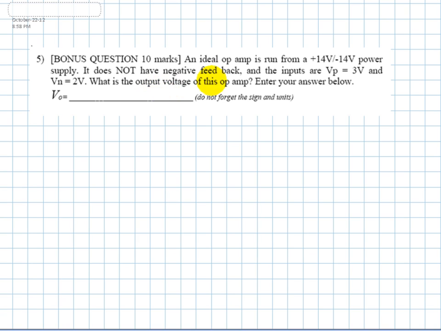Enter your answer below. Well, there is no negative feedback, so that tells us immediately that if there is any input applied to the op-amp, for sure it's going to be saturated. VP is greater than VN, so that means that the output is going to be the positive saturation one. In this case, positive 14 volts, and that is what we write, positive 14 volts.